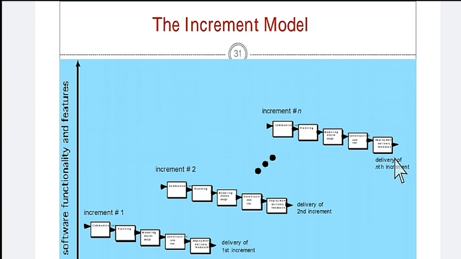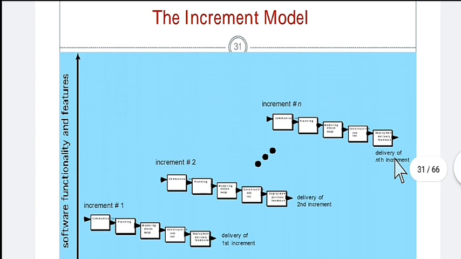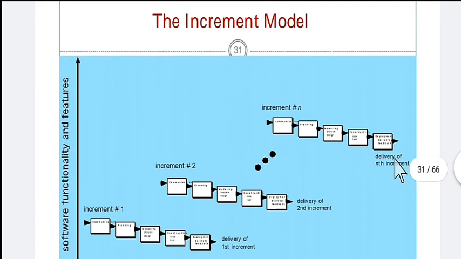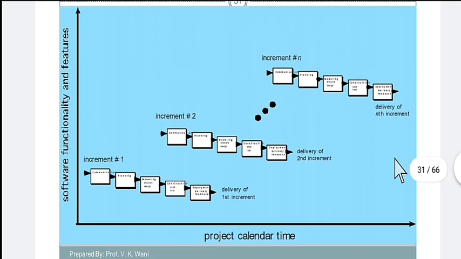So if we divide the whole project into n increments, each increment requires a small amount of time, and all the increments are carried out simultaneously, meaning all the increments proceed at the same time. That's why the time required for this type of model is smaller.